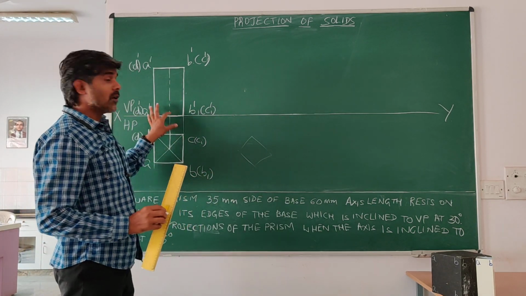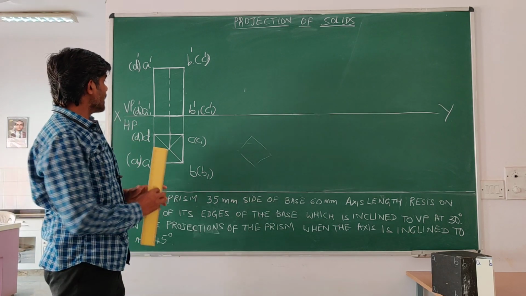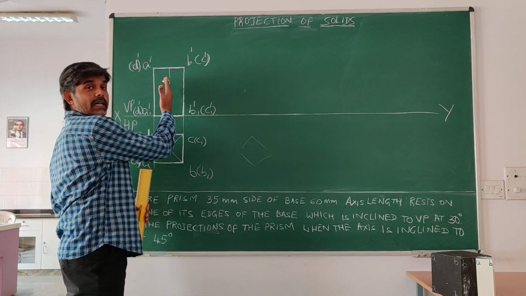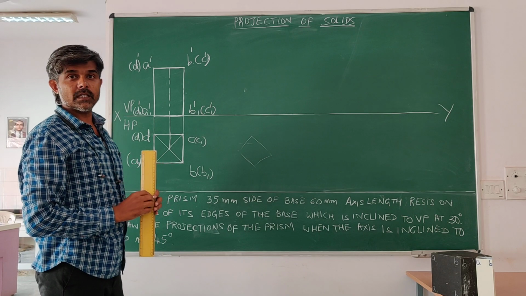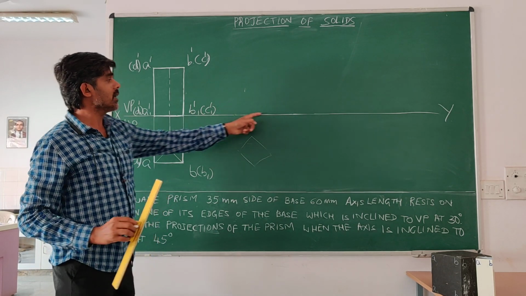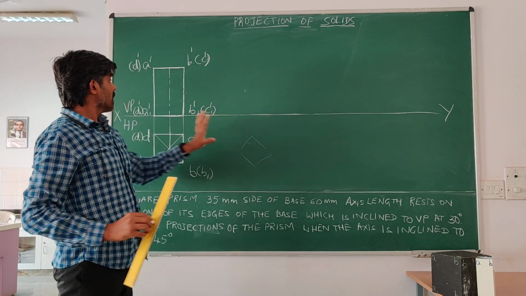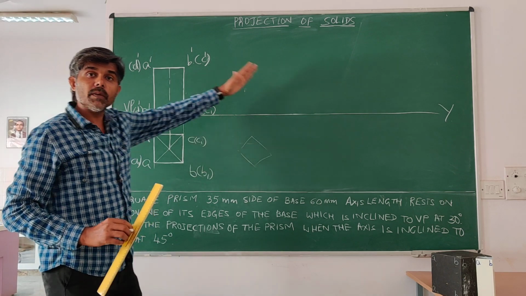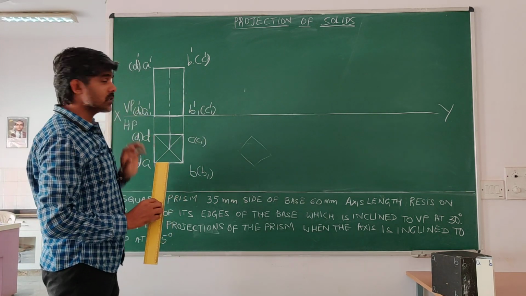So however, we can use a trick here. What is the trick? This edge and the axis are parallel to each other. So if I make this edge 45 degrees to the XY line, automatically the axis will also become 45 degrees to the XY line. I will make use of this condition.